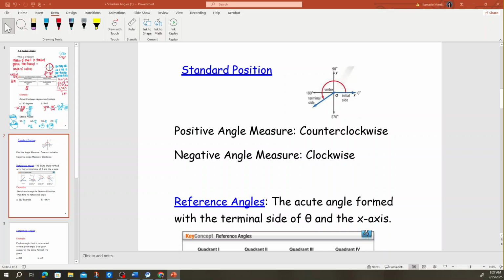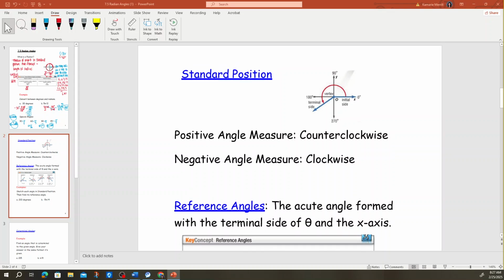Now I need you guys to start getting comfortable with graphing the angles, because without this skill, we can't do anything Thursday. Thursday, you will be completely stuck if you don't learn how to do this. Make sure you do your homework on this one. I want you guys to be able to graph in standard position. This should be familiar to you.